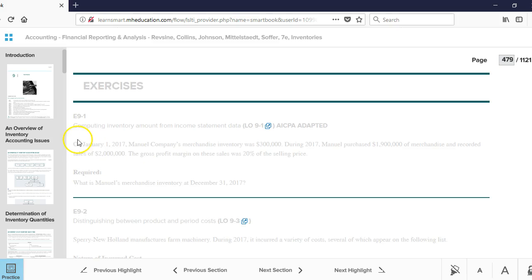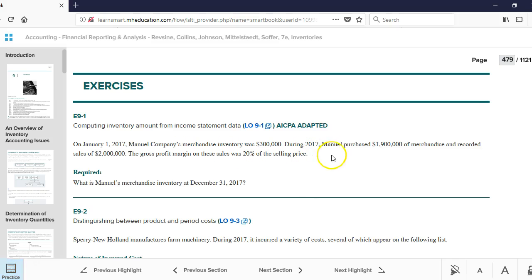So right here, January 1, Manuel Company's merchandise inventory was 300,000. During 17, they purchased 1,900,000 of merchandise and recorded sales of 2 million, and the gross profit was 20% of the selling price. So the question is, what is their merchandise inventory at December 31 of 17? We'll kind of have to back up the train to get there. And a key thing right here will be this gross profit margin at 20%.